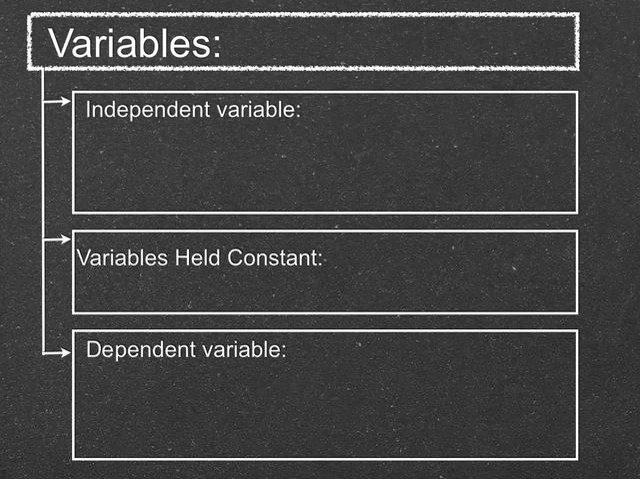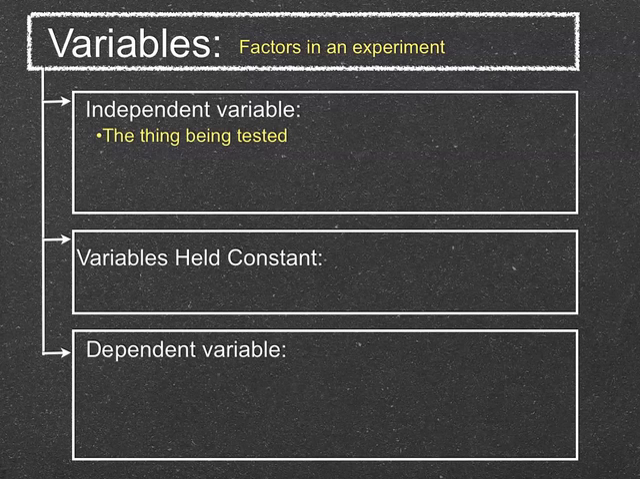So variables are just factors in your experiment, parts of your experiment that you could change or measure. And we have the three categories: independent, dependent, and variables held constant. So independent variable, that's the one thing you're testing. I often tell people to remember the I looks like a 1 because the independent variable is the one thing that you're changing in your groups. In our rat experiment we talked about yesterday, it was what? Vitamin C. Yeah, whether or not they got vitamin C. That was the one thing that I had different in my two groups of rats.